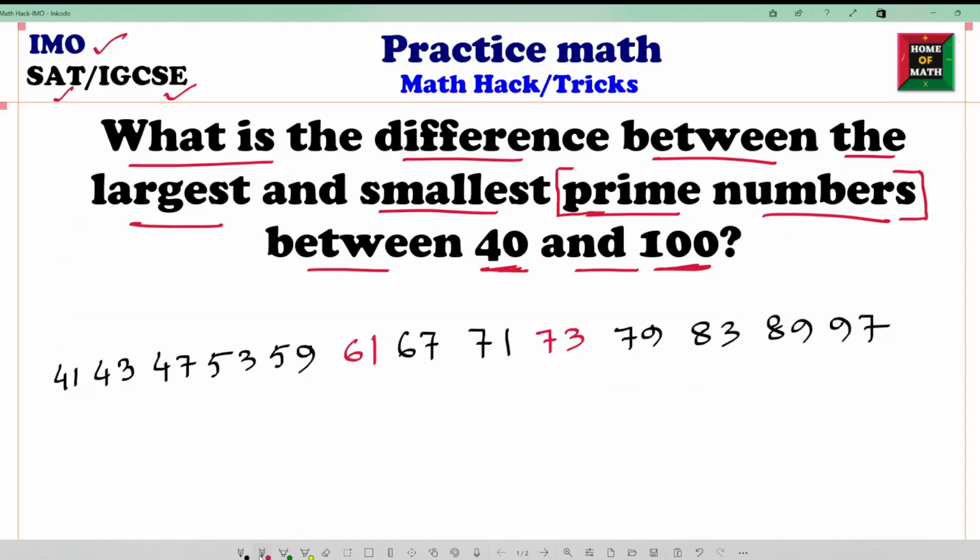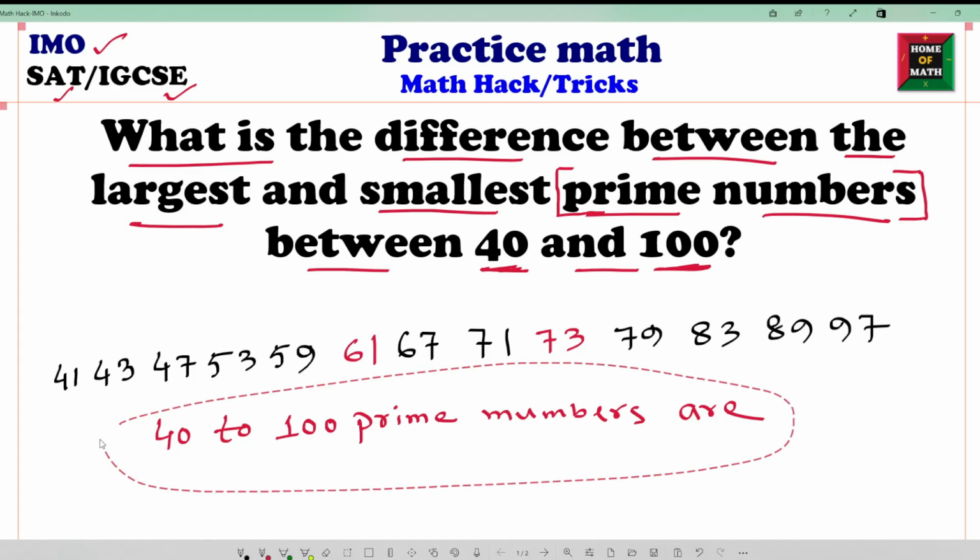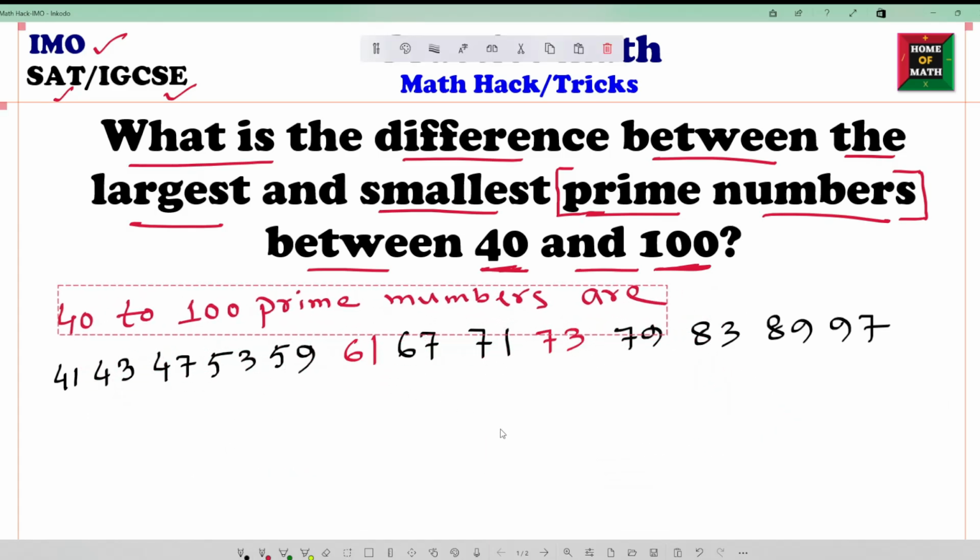Now look, our question was, what is the difference between the largest and smallest prime numbers between 40 and 100? So the prime numbers from 40 to 100 are what we already wrote. We can keep this one here.